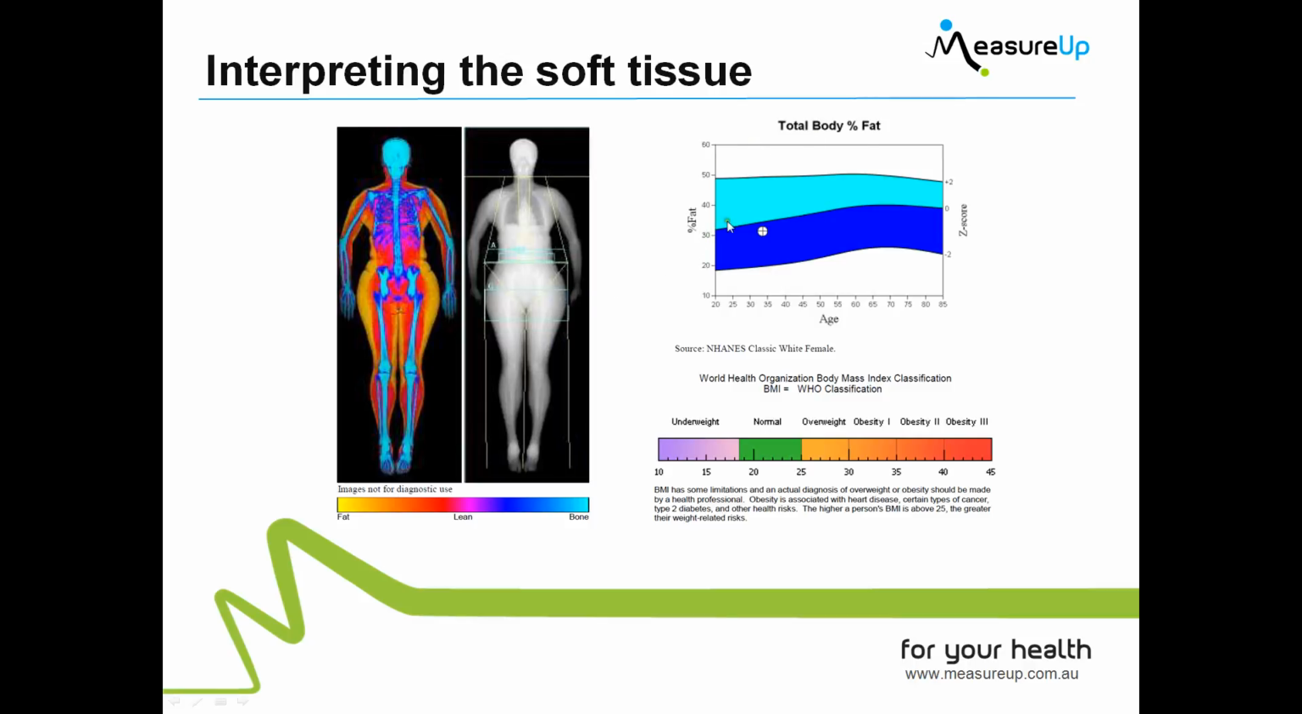You'll also see this particular graph on your report, and that shows total body percentage fat. This line through the middle here represents the average. This particular individual is slightly below average, and if your result was anywhere in the light blue, that would indicate that you are above average with respect to your total body percentage fat. You'll also see on your report that we do not provide any information on BMI, or your body mass index.